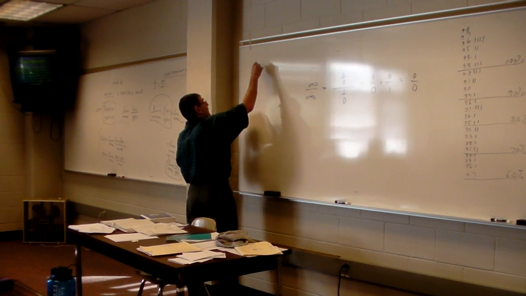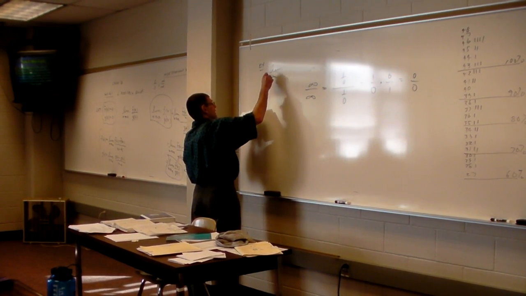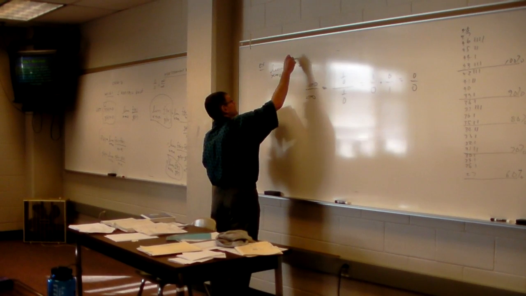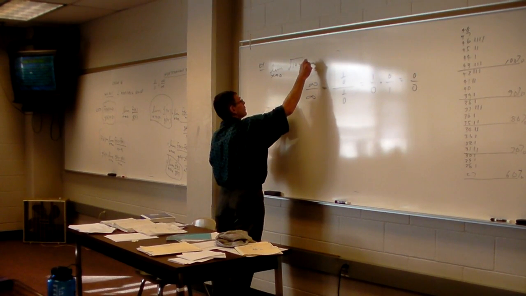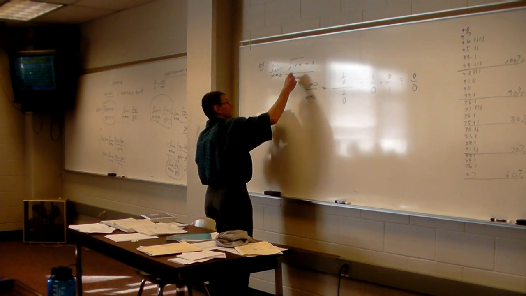So let's find the limit as x approaches 0 of the square root of 1 plus x minus 1 over x.